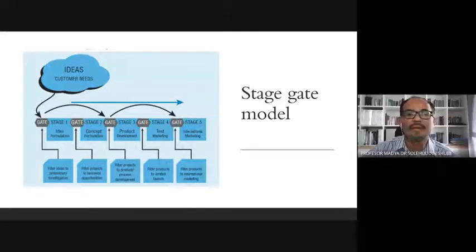interruption. Okay, we look at this stage gate model. This is an example of the AIM process. The purpose of AIM, first of all, is to provide common rules of the game for the product development.